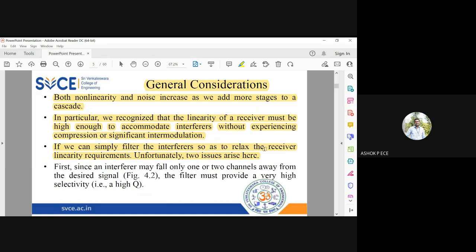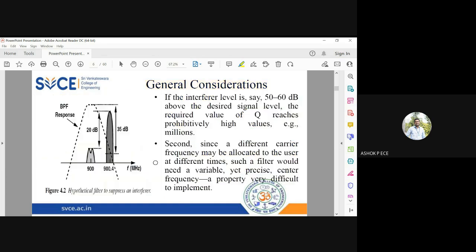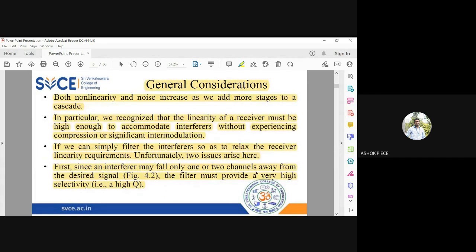So here, the issue is that if you want to filter out interferers, I can compromise on the linearity of my receiver. If the receiver linearity is compromised, then harmonics will play a role. So we are unnecessarily introducing harmonics, and harmonics will do the same job as the interferer. So how can I compromise, or how can I arrive at a conclusion between the two? See, we are going to consider a case where I have an interferer which is away from the desired signal, one or two channels away from the desired signal.